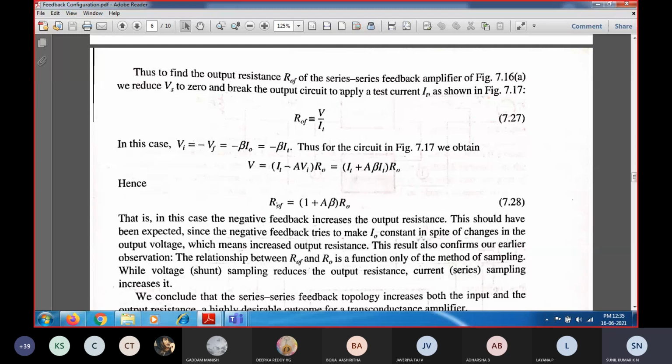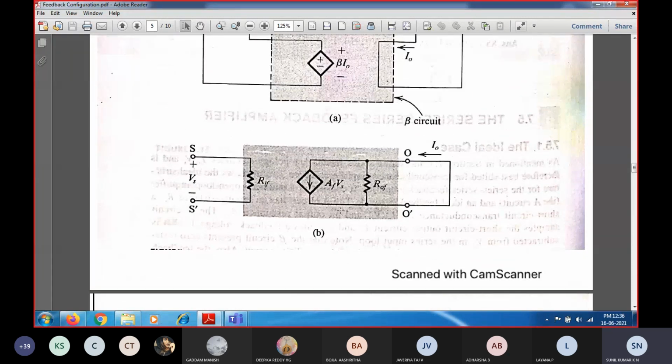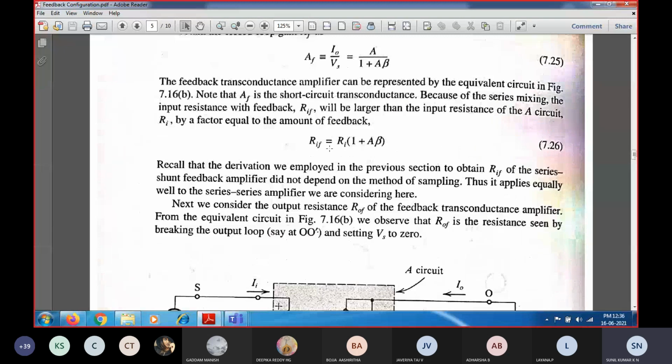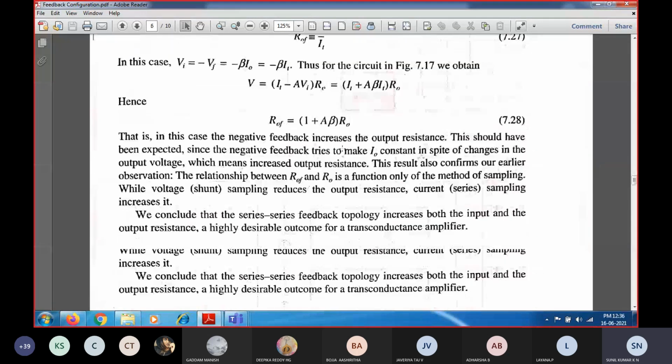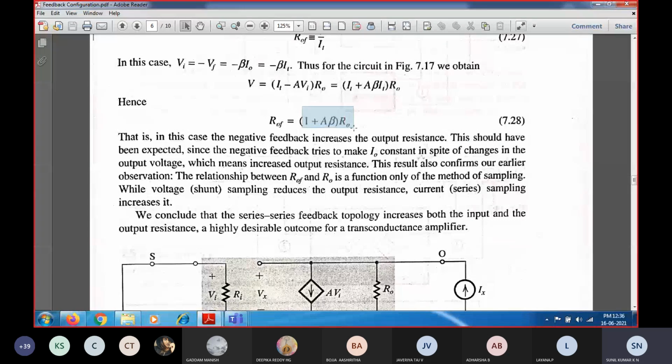That means when we look into this expression, the output resistance of the amplifier is just equal to R naught. Now when you apply the negative feedback, it is going to increase the value of R naught by a factor of 1 plus A beta. That means at the input side also it is equal to 1 plus A beta times of Ri. So the output side is also 1 plus A beta times of R naught.